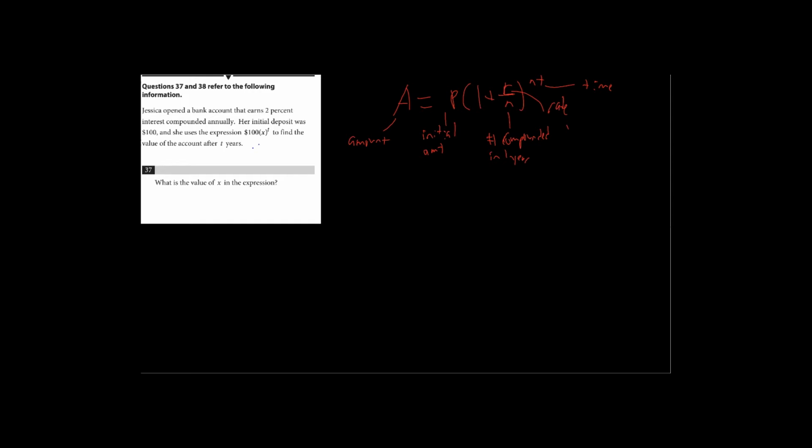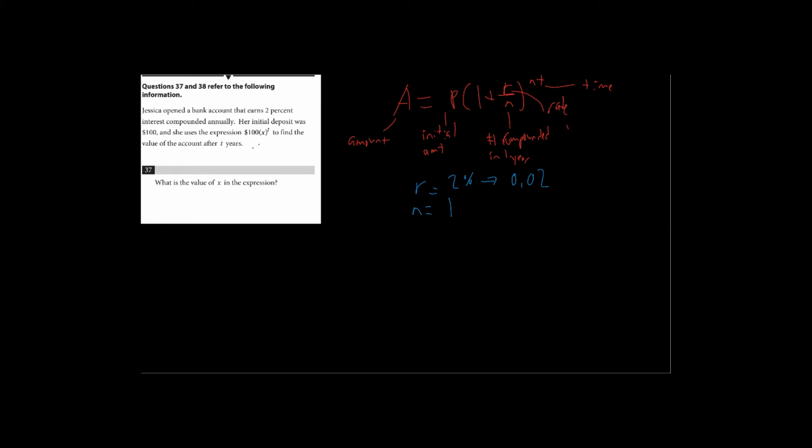So for this question, we want to fill in all the values that we do know. What we do know is that my rate is actually 2%, and rate we always want to put in as a decimal, so that's going to be 0.02. Another value they tell me is n is 1 because it's compounded annually, so that means it will be compounded just once a year.